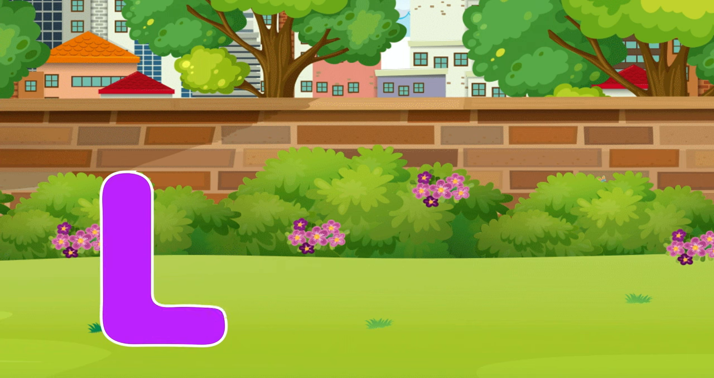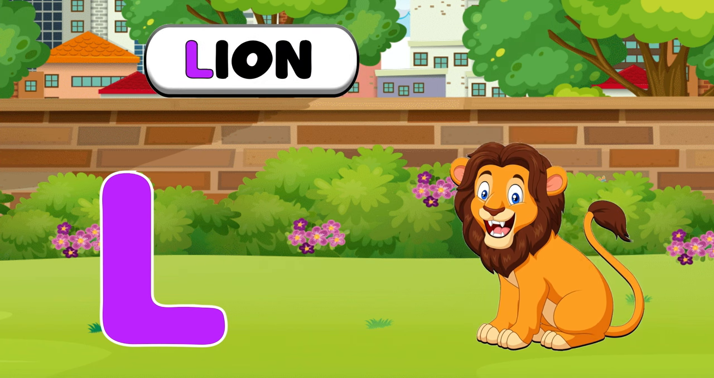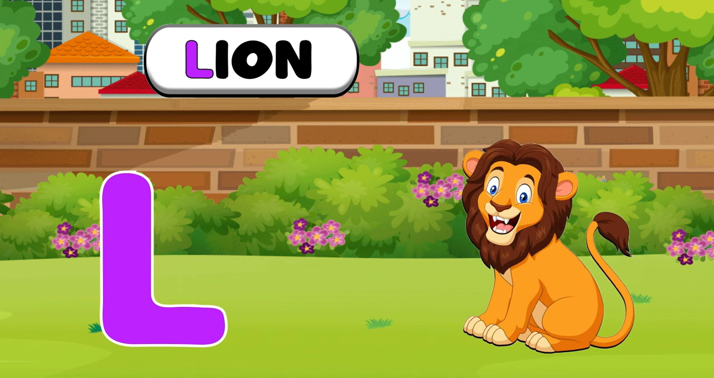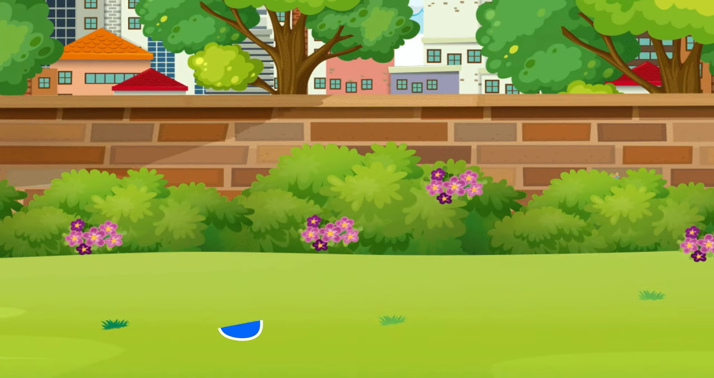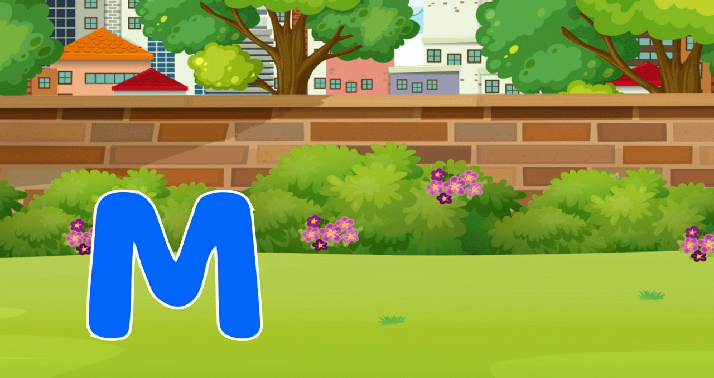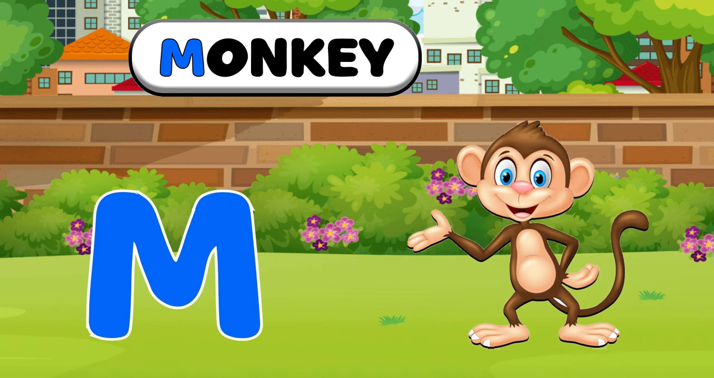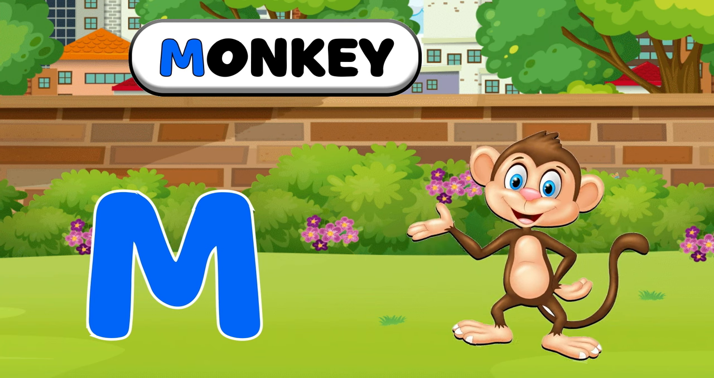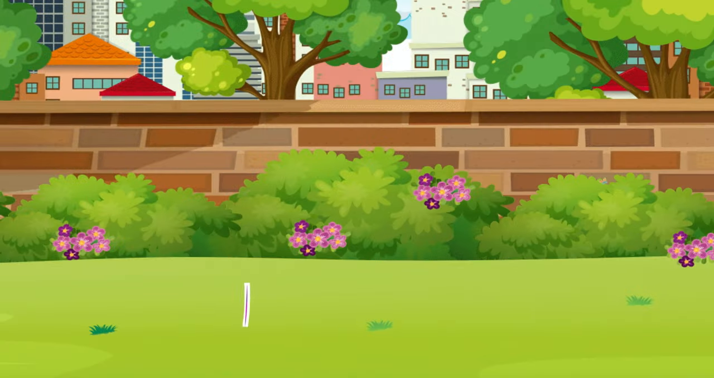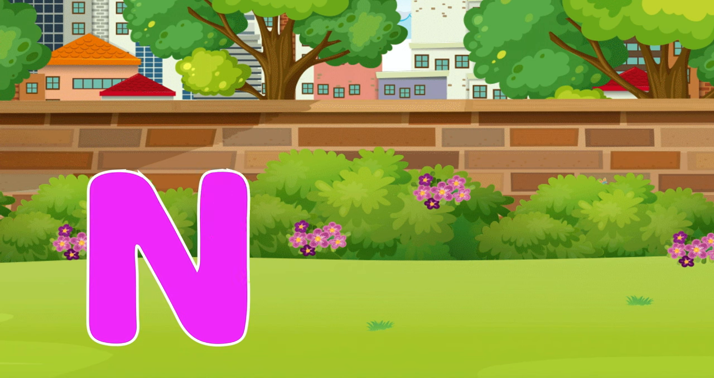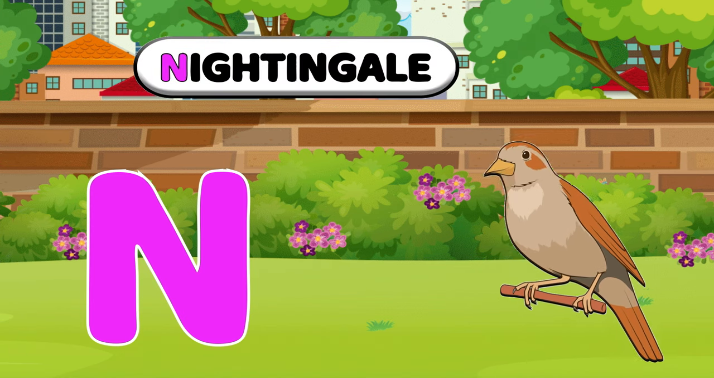L. Lion, and the sound of the lion is. M. Monkey, and the sound of the monkey is. N. Nightingale. And the sound of the nightingale is.